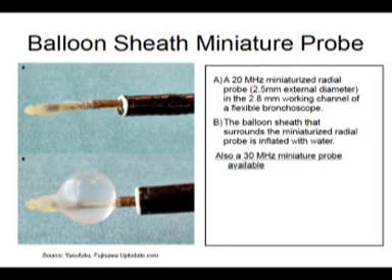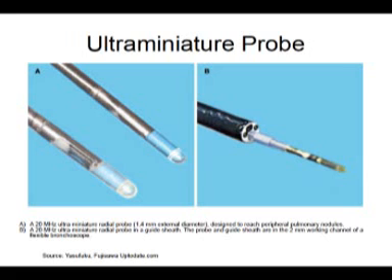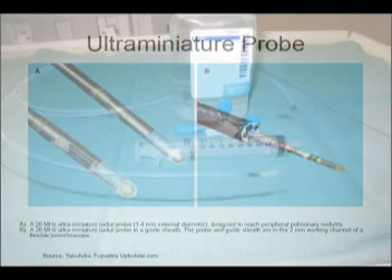The miniature one is a 2.5 millimeter diameter probe that goes through a very small flexible sheath that has a little balloon on the bottom of it and goes through a therapeutic bronchoscope. Next. The ultra mini probe goes through a sheath as well, but there's no balloon on it. Now the ultra mini probe is the one that we use for biopsying these peripheral lung lesions when we're doing navigational bronchoscopy, for instance.